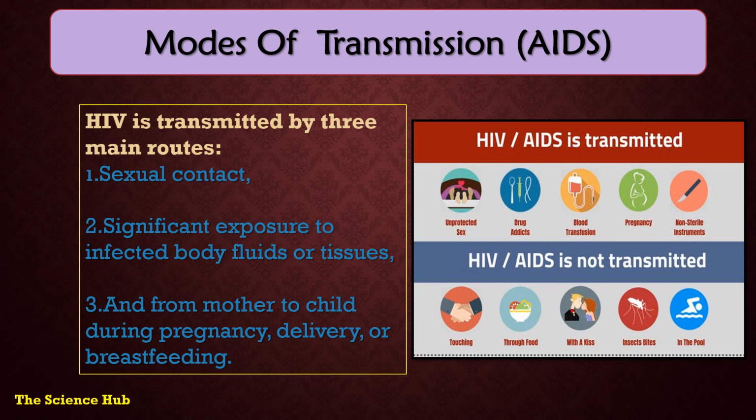In the image shown, you can see that HIV, that is AIDS, is transmitted through unprotected sex, drug addicts, blood transfusion, pregnancy and non-sterile instruments. And HIV or AIDS is not transmitted through touching, through food, with a kiss, with insect bites or in the pool.